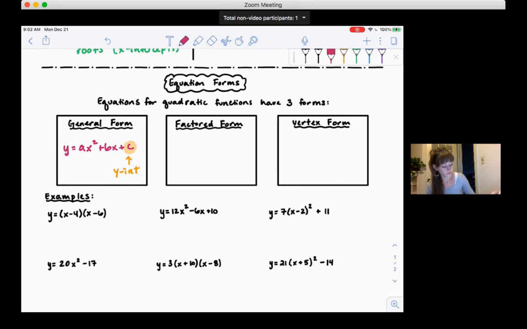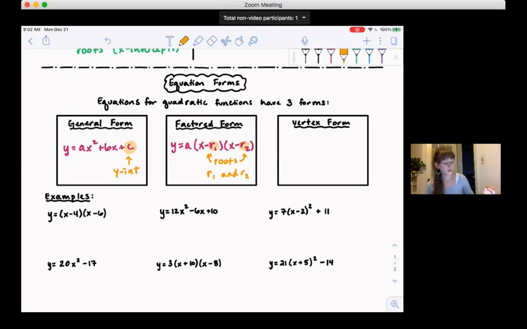Then we have a form called factored form, and that looks like this. Y equals a times x minus a number r1 times x minus a number r2. And factored form tells us the roots. So whatever r1 and r2 are, the numbers that you're subtracting in those parentheses, those are the roots. R1 and r2 are the roots.